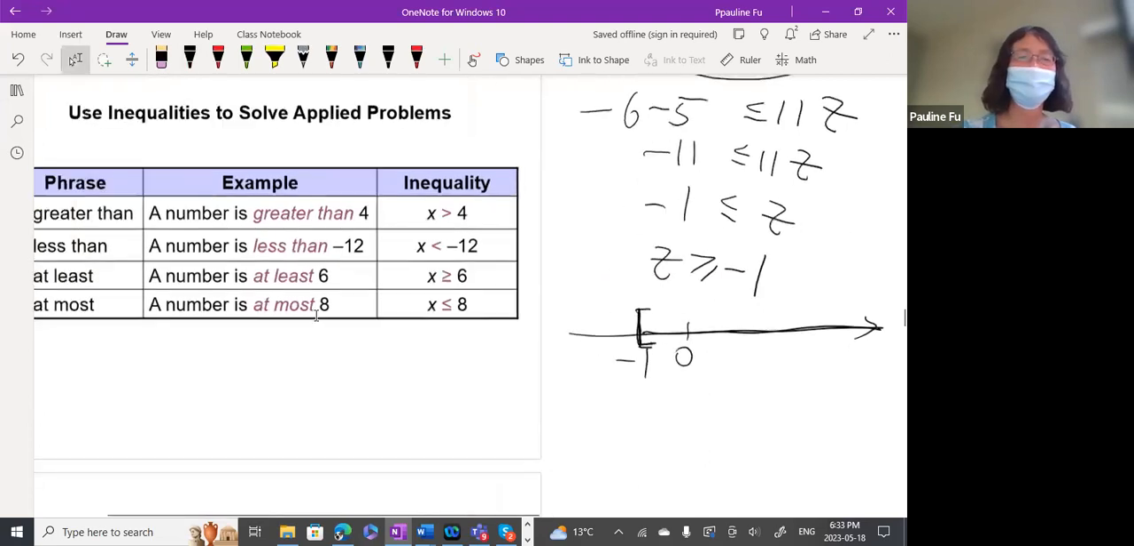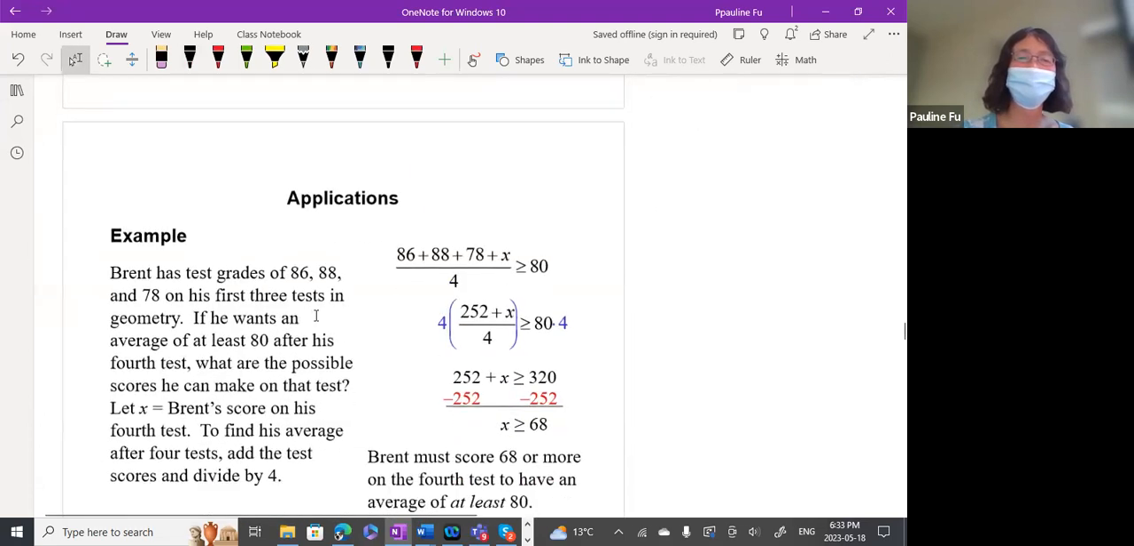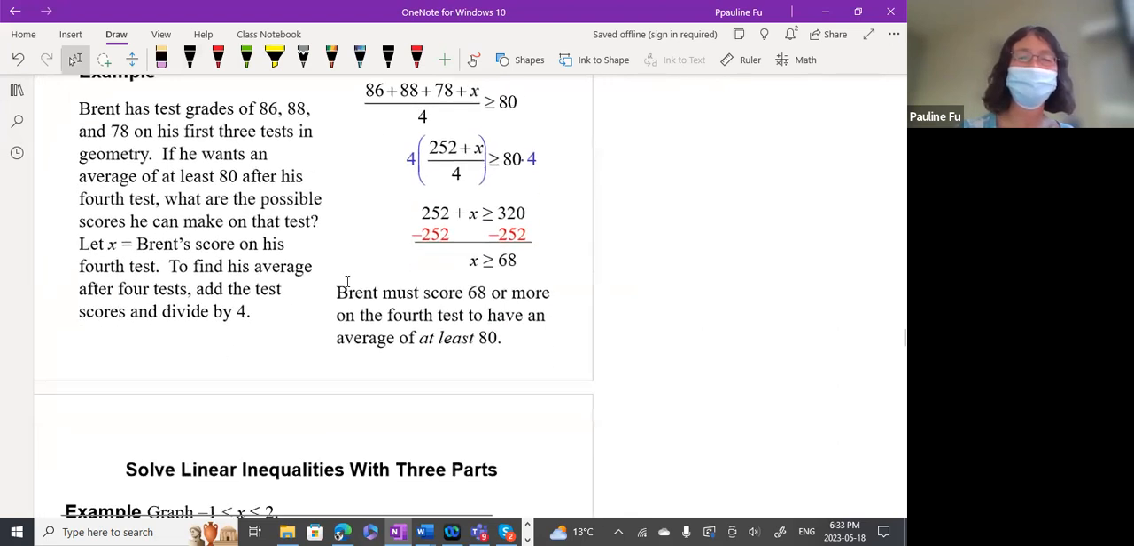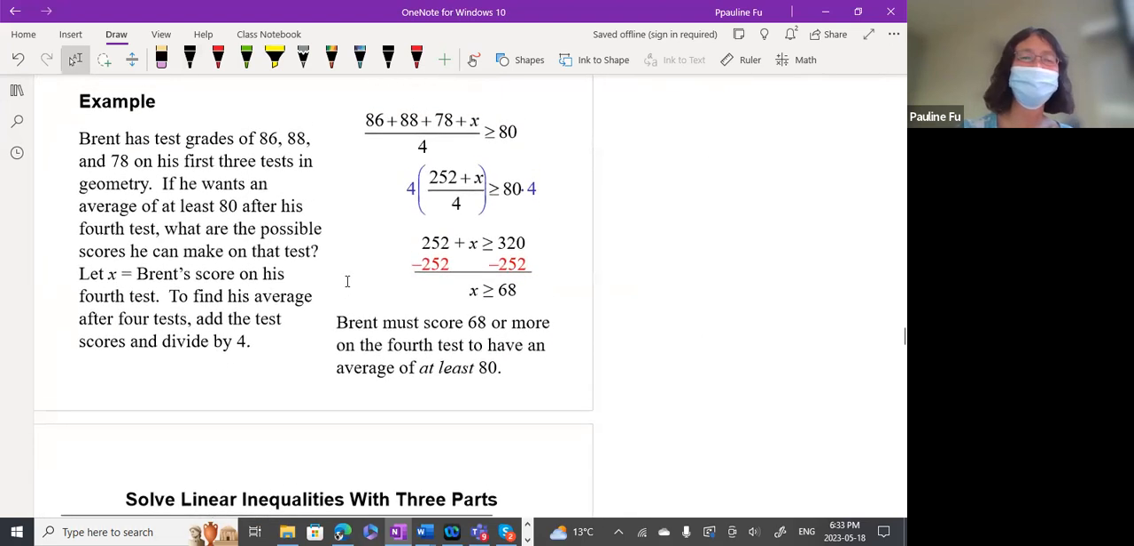Okay, so this is this example. Application. I'll give you a moment to read the question by yourself.